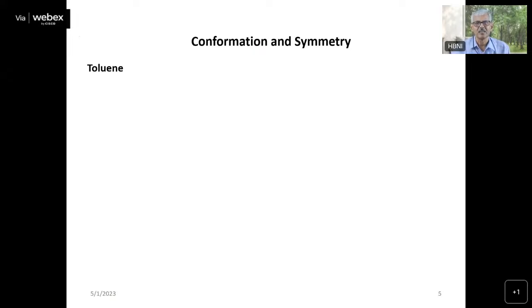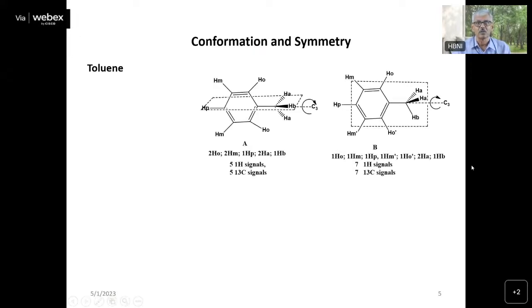Okay, now let us see how conformation affects the symmetry. If you see toluene, this example I explained, you have an aromatic ring system which is planar, whereas the CH3 group is not planar. So even if you consider two possible rotamers, rotational isomers or conformers, which are obtained by rotating this carbon-carbon single bond.